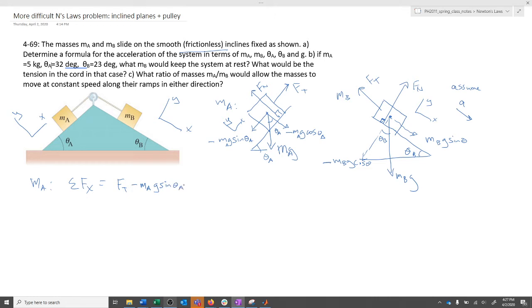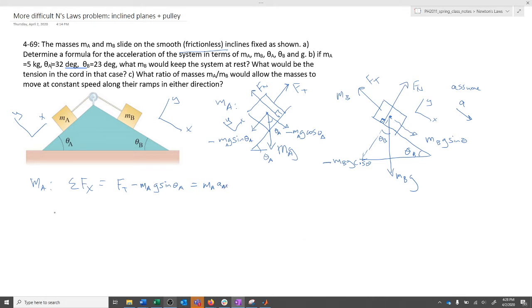That's the negative component of gravity in the x direction. These are the only two forces on that block in the x direction, and they sum to m_A times the acceleration, let's call it a, or we could call it a_x or whatever.